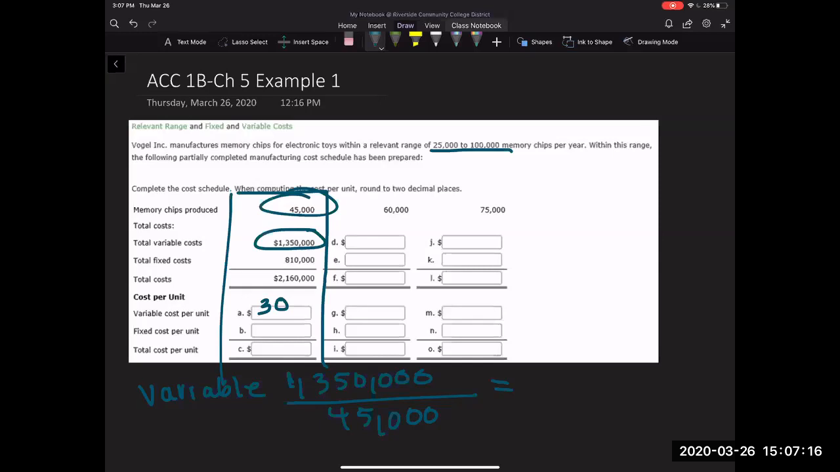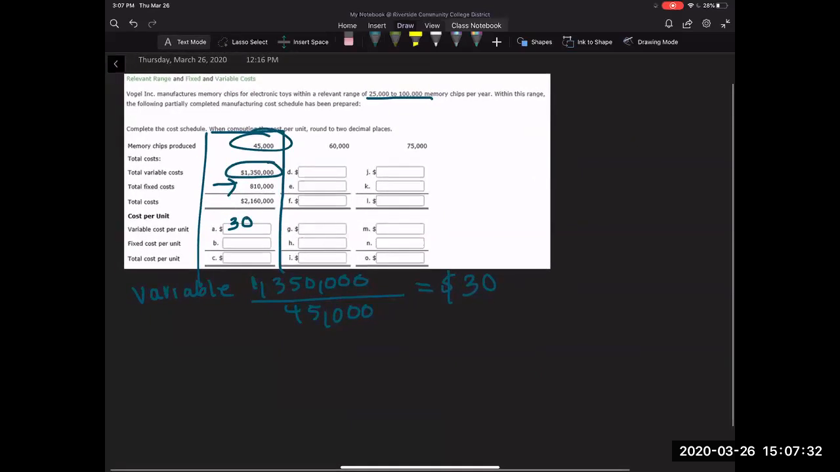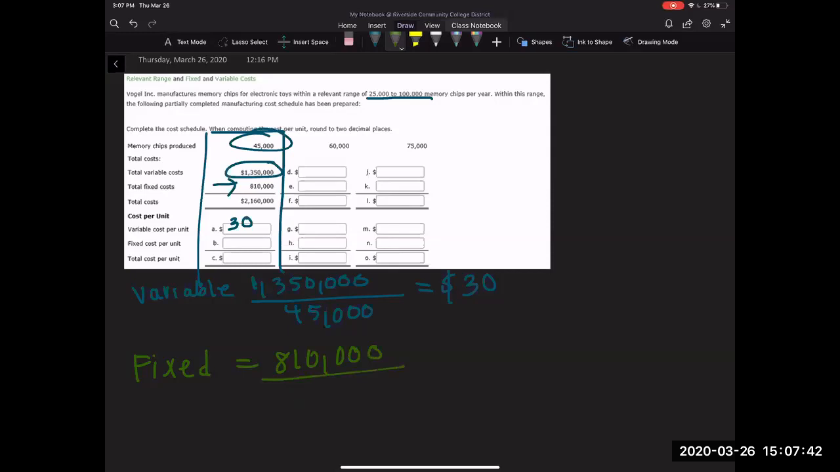Then I'm going to do the same thing for my fixed cost per unit. I'm going to take my total fixed cost, which is the $810,000, and divide it by the number of units produced, which was 45,000. That total comes out to $18 per unit. All right.